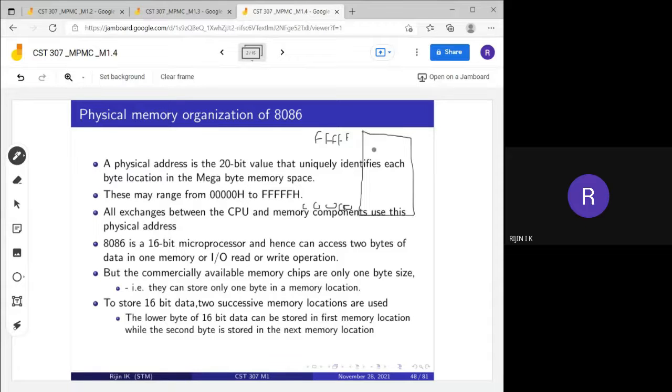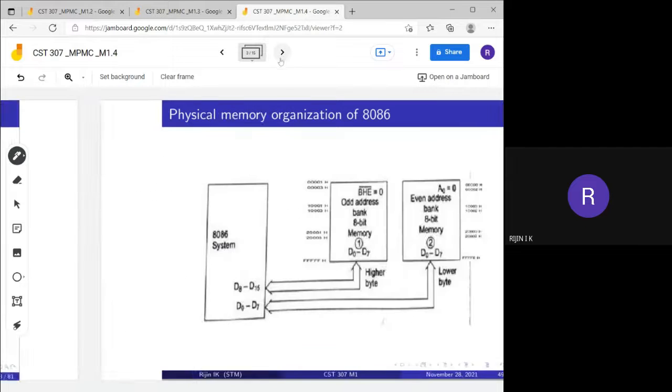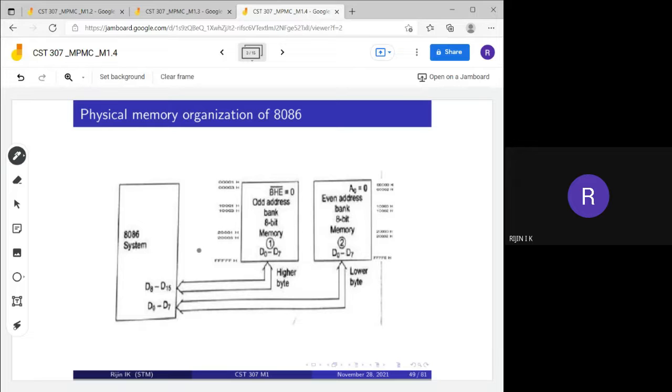The entire memory, again, we will divide into these two halves. The first half we will call the odd bank, and the next half is the even bank. So the odd addresses will start like this.